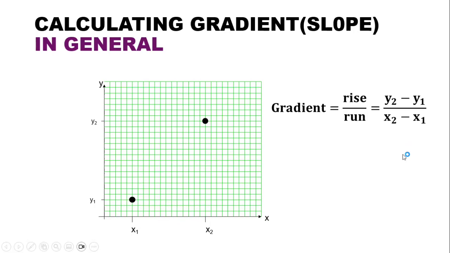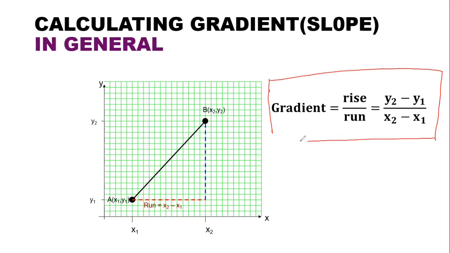Generally, when you are asked to calculate the gradient of a straight line, it is the rise over the run. Rise is the vertical distance. So it is going to be the difference between the y coordinates, so y2 minus y1, and the run is going to be x2 minus x1. So this is the general formula for calculating gradient of a straight line. So it's the change in y over the change in the x coordinates. Let's look at some examples.